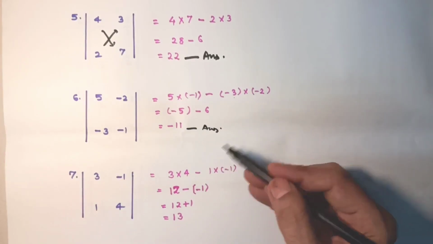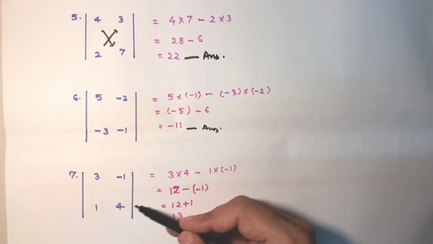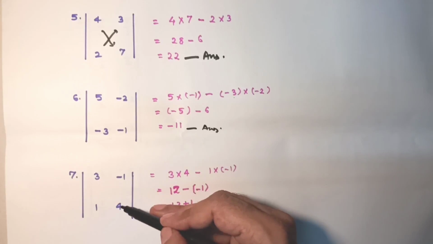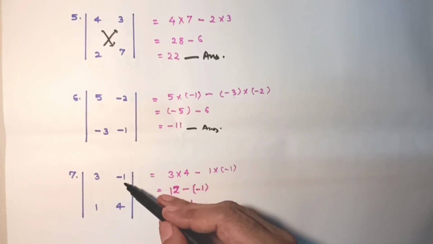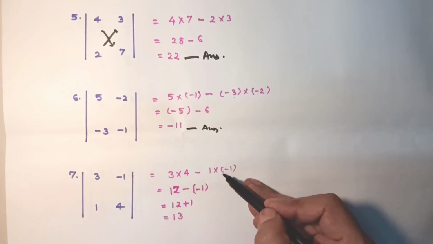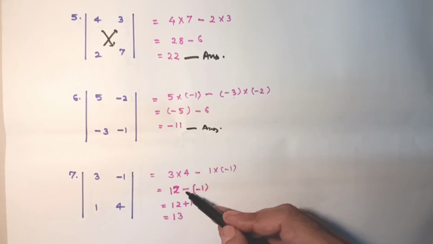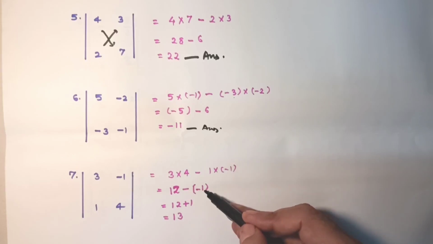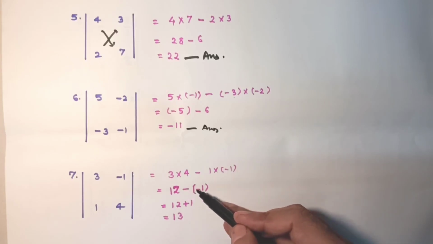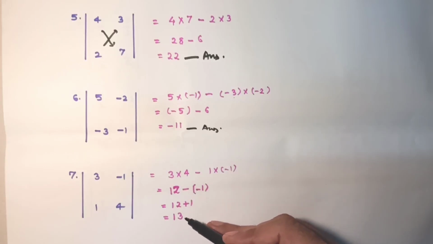Let's go to the seventh question. 3 minus 1, 1 and 4. So again cross multiply. 3 into 4 minus 1 into minus 1, minus 1 in bracket. 3 into 4 is 12, minus sign, carry minus sign here. And 1 into minus 1 is minus 1. This minus sign and minus sign, minus minus plus. So 12 plus 1, which is 13, and this is your answer.